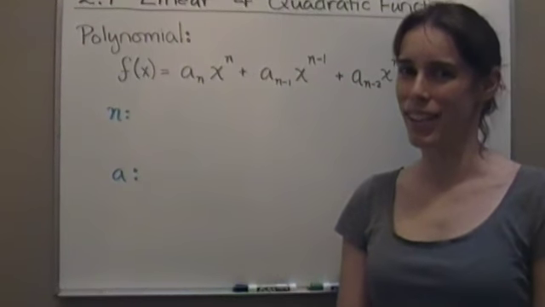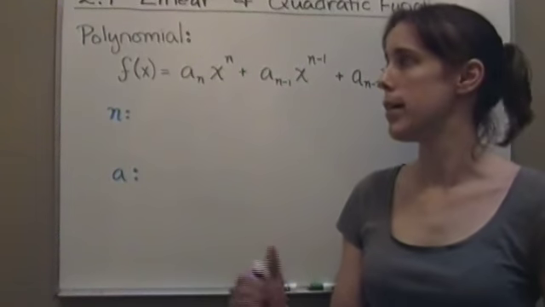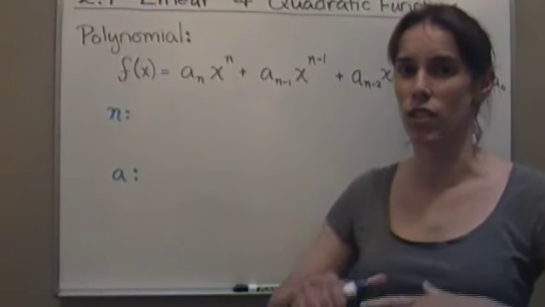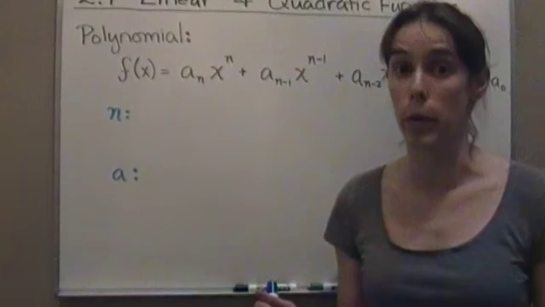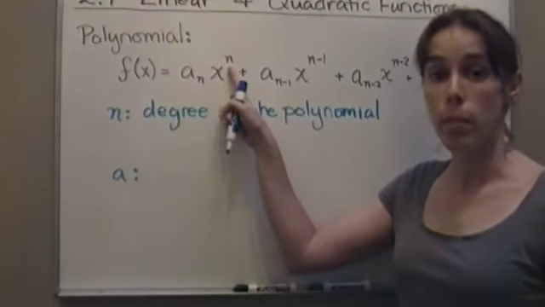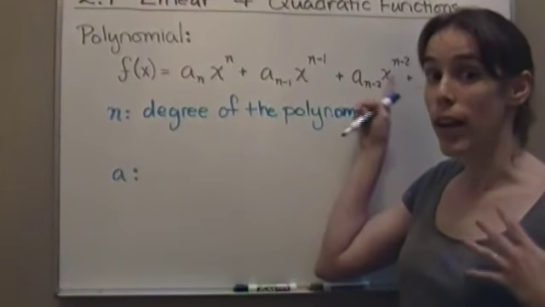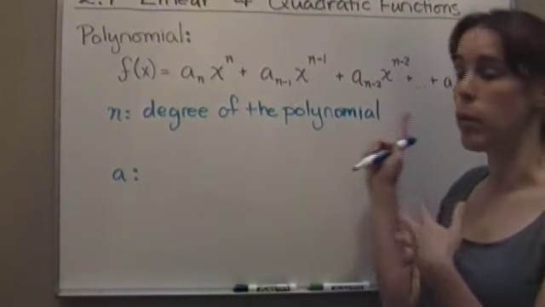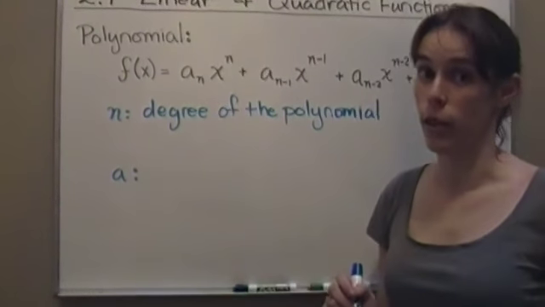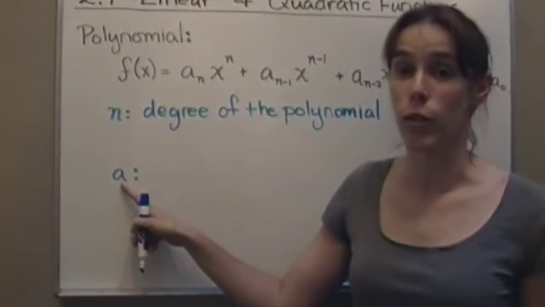Good morning, class. So we're going to start section 2.1 talking about just general vocabulary for polynomials. Most importantly, n, the degree of the polynomial, is the highest power of x. It can have a lot of other exponents throughout the polynomial, but the highest one, that's the degree of the polynomial. A is the letter we use for pretty much all of the coefficients.